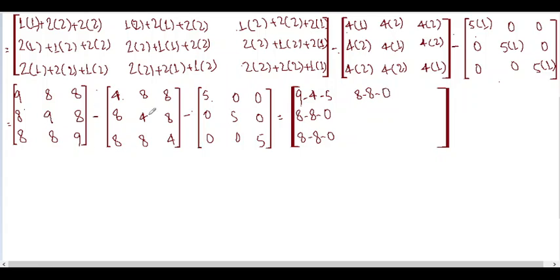Then we are going to get 9 minus 4 minus 5. 9 minus 4 minus 5. 8 minus 8 minus 0. Then we get 8 minus 8 minus 0. Again 8 minus 8 minus 0. And 9 minus 4 minus 5. So we get 9 minus 4 minus 5.